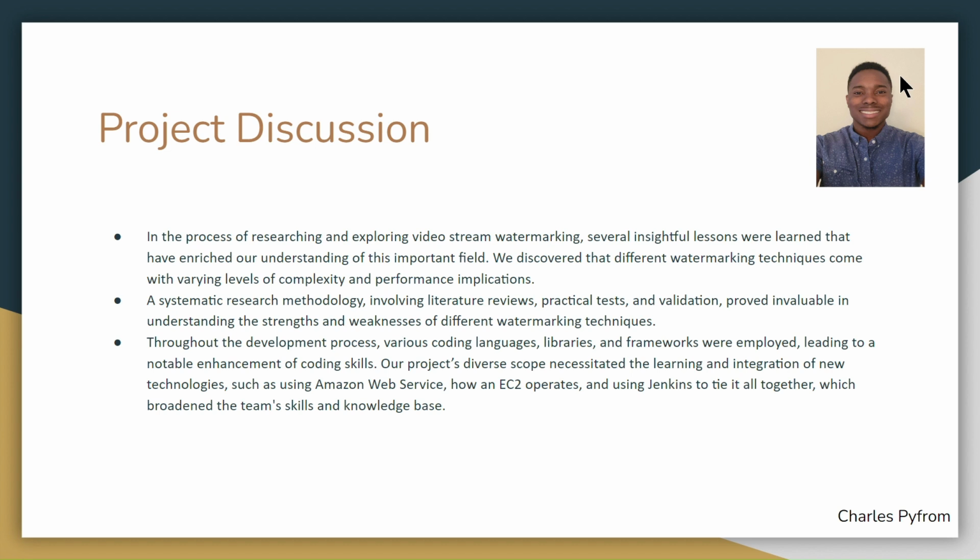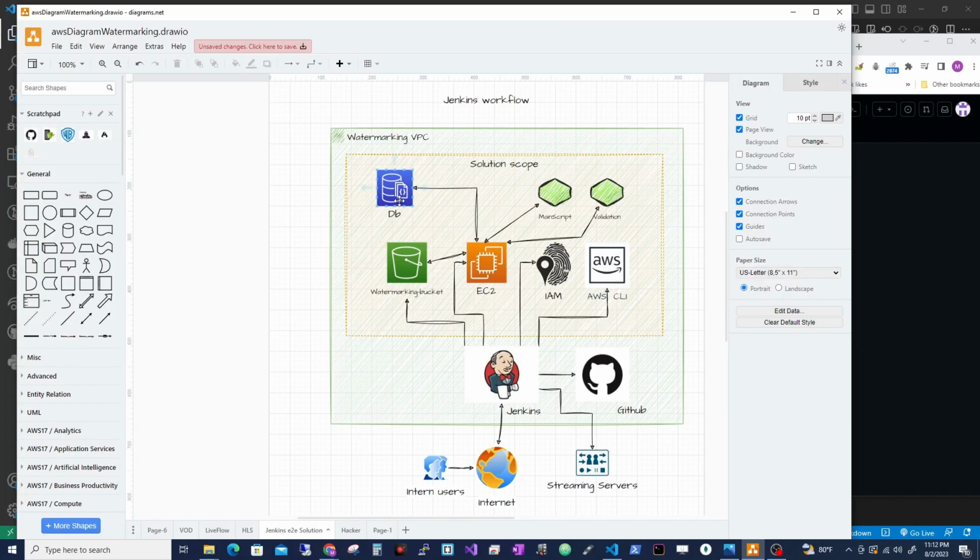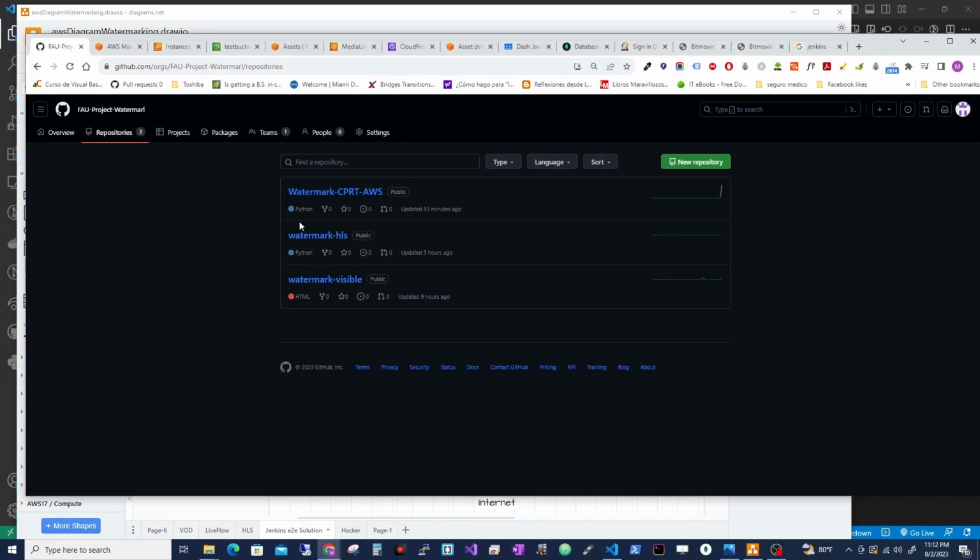Throughout the development process, various coding languages, libraries, and frameworks were employed, leading to a notable enhancement of our coding skills. Our project's diverse scope necessitated the learning and integration of new technologies, such as using Amazon Web Services, how an EC2 operates, and using Jenkins to tie it all together, which broadened the team's skills and knowledge base.